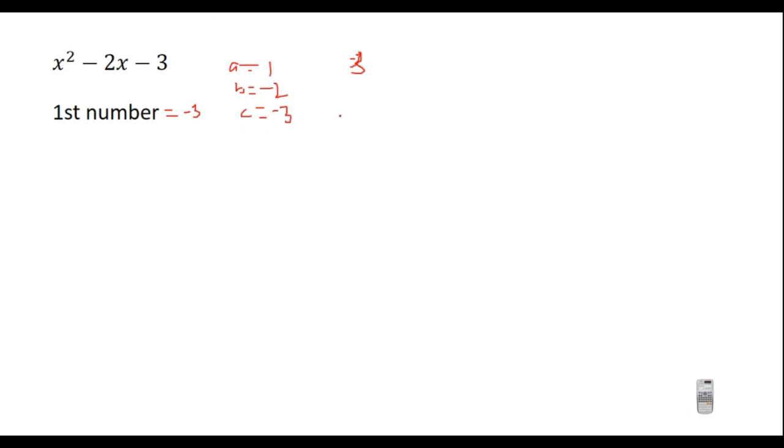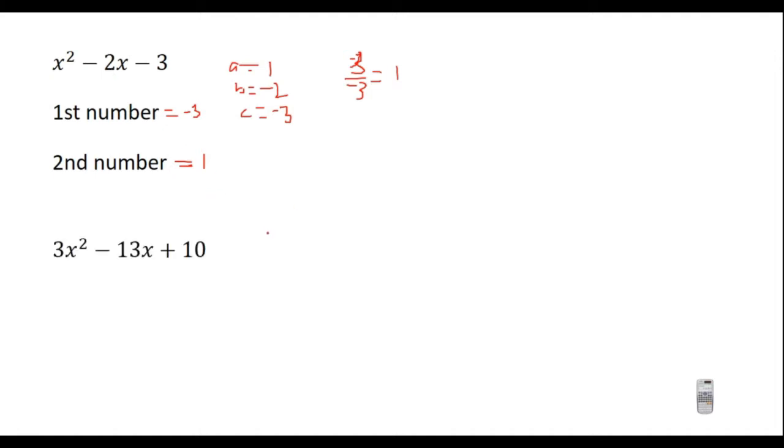Now, to get the second number, divide A times C. In this case, A times C is -3. Divide that by the first number. So the first number is -3. A times C is also -3. So you are going to have -3 divided by -3, which will give us 1. So the second number is going to be 1. So the two numbers we are looking for are -3 and 1. So we just replace those two numbers with -2x.